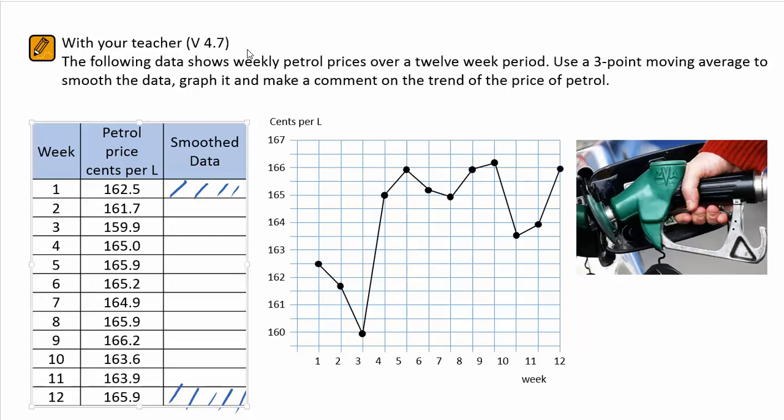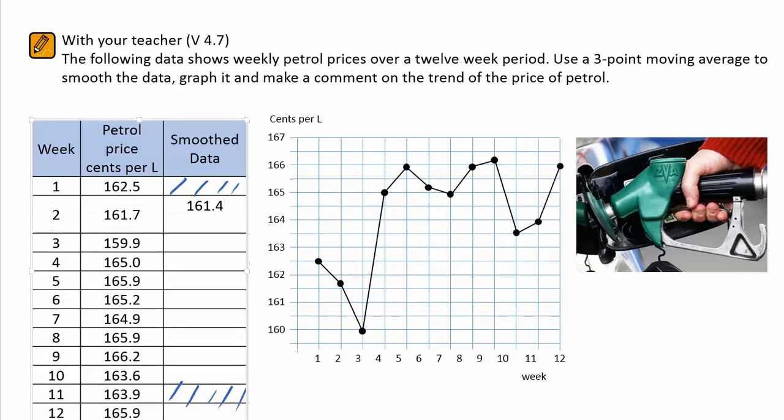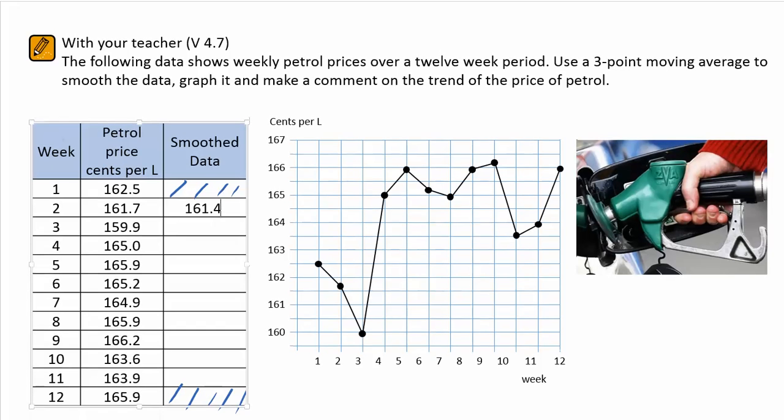Now, in V4.7, you're asked to use a 3-point moving average to smooth the data, graph it, and make a comment on the trend. Now, whilst you could do this on your calculator, quite often it's easier to use your pen and paper techniques as you go there.